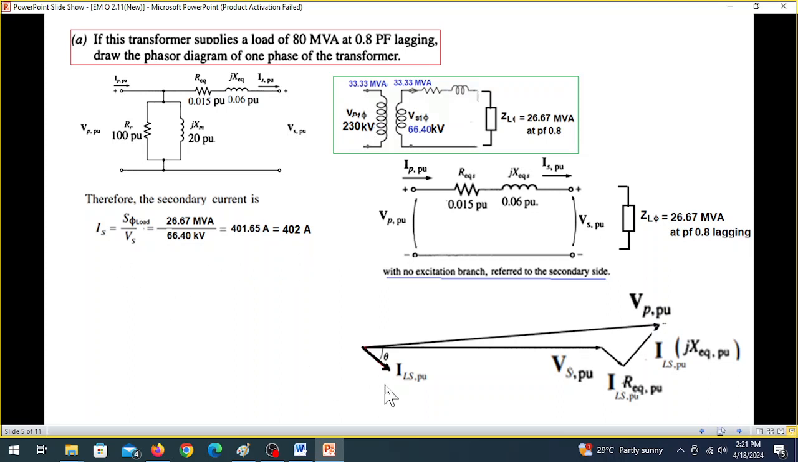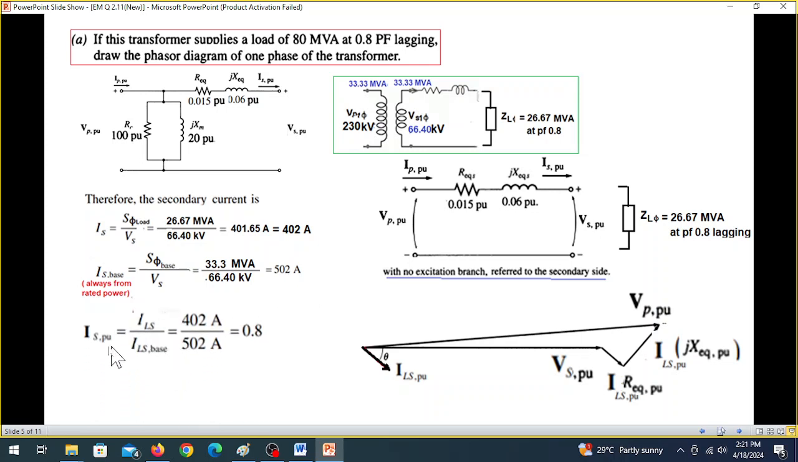Now we have to find it in PU. For that we need the base current. And the base current is always calculated from the rated power. Now this was the load power. Our rated power here is 33.3 MVA. So we'll calculate the base current, 33.3 MVA as base, is the power base, and the voltage is of course same here, 66.4 for the time being because there is no load. So it is 66.4 kV, and the current is 502 ampere.